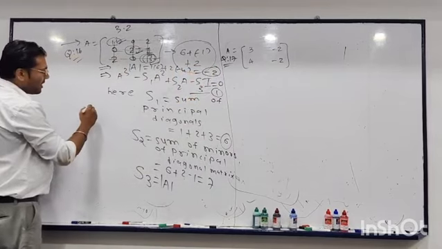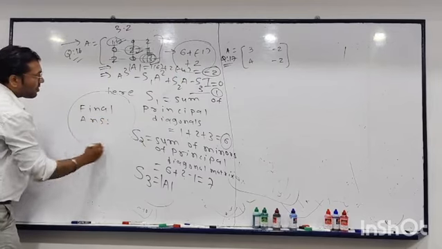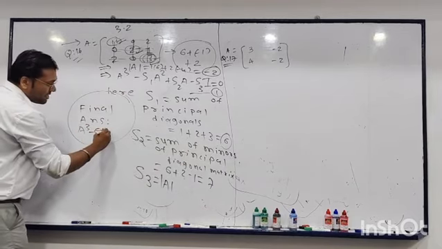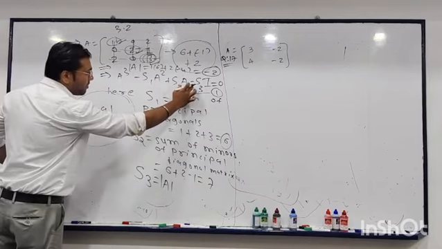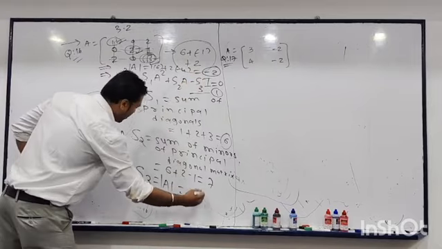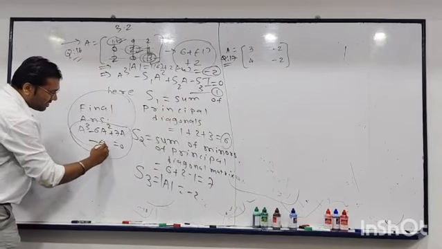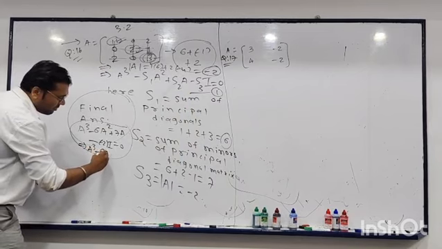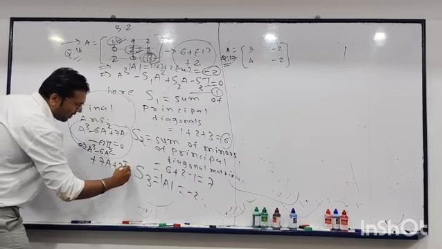So what will be your final answer? So your final answer will be A cube. What is S1 friends? 6. What is S2? 7. And what is determinant A, means S3, that is minus 2. Put it of S3. The answer of S3 is minus 2. So the total answer is minus of minus 2, so plus 2. So your final answer will be A cube minus 6A square plus 7A plus 2I equal to O.